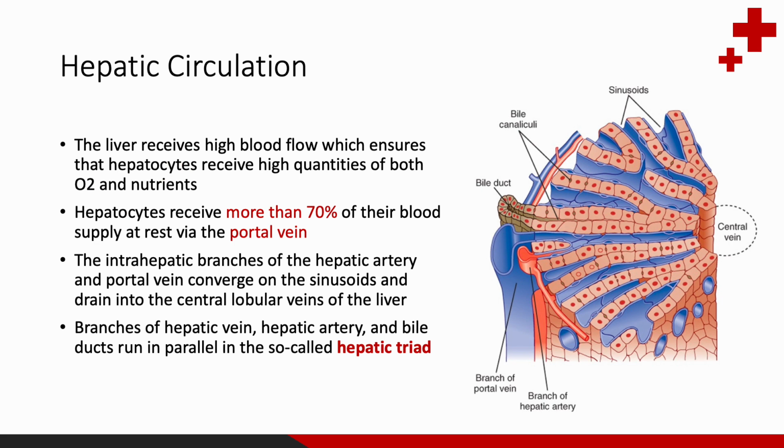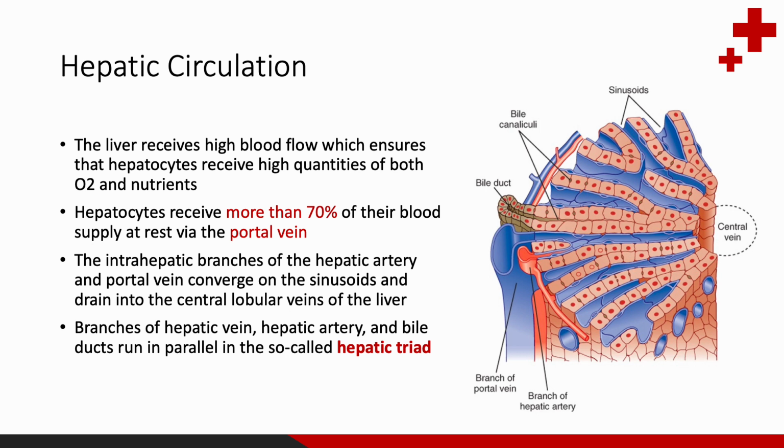Blood from the portal vein and hepatic artery percolates around the hepatocytes by the sinusoids before draining into the central vein. The liver receives high blood flow that is disproportionate to its mass, which ensures that hepatocytes receive high quantities of both oxygen and nutrients. Hepatocytes receive more than 70% of their blood supply at rest via the portal vein, and this could rise to more than 90% in the postprandial period.